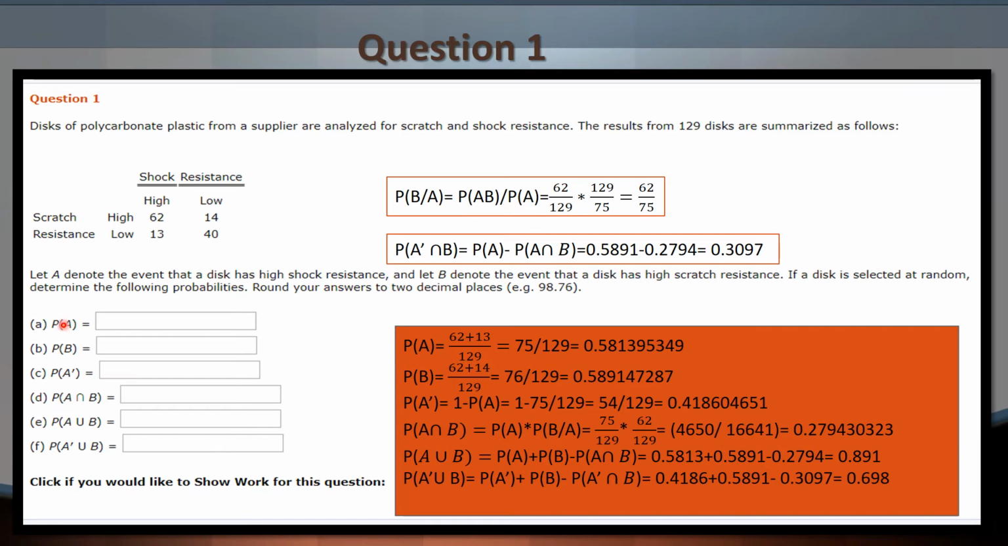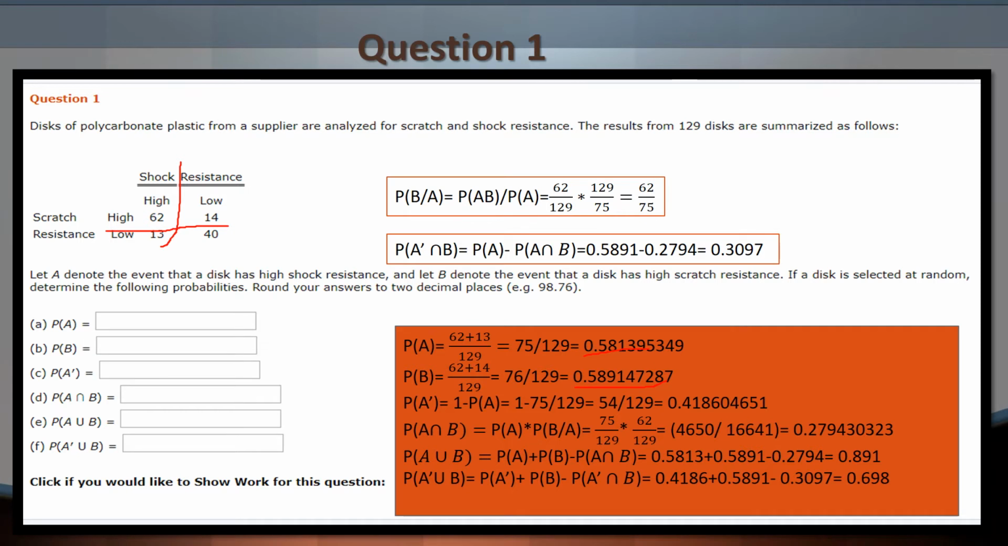So first of all, we need to find P of A. It says it has high shock resistance. So this is our high shock resistance column. So 62 plus 13, 75, divided by 129. This becomes our probability. Now similarly P of B, B has high scratch resistance. So this is our high scratch resistance row. So 62 plus 14, 76, divided by 129, and this becomes our answer.